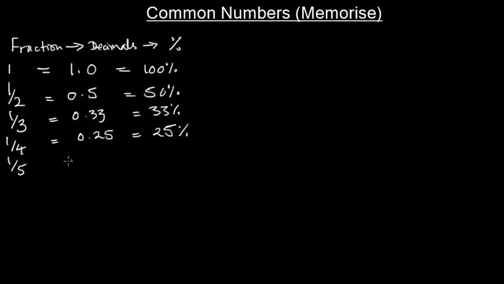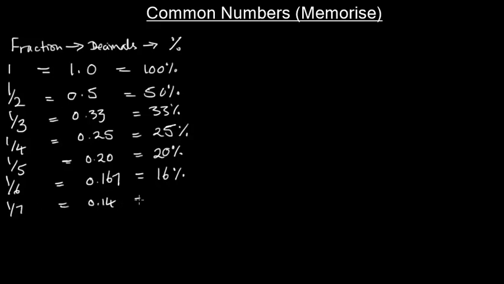1 on 5 is 0.20 or 0.2, whichever you're comfortable with, therefore 20%. 1 on 6 is 0.167, and just to keep things nice and neat, I'm just going to round it down to 16%. That's close enough. And you see how they've all got 6 in it, so that can help with memorizing. 1 on 7 is 0.14, which is simply 14%. 1 on 8 is 0.125, which is simply 12.5%, but I'm going to keep it nice and simple, 12%.